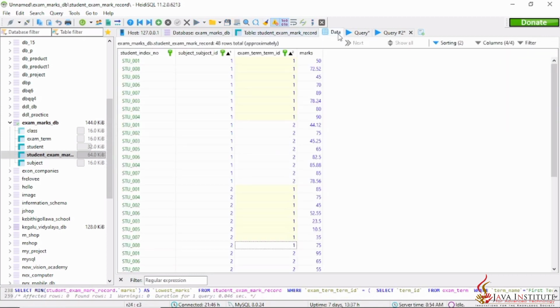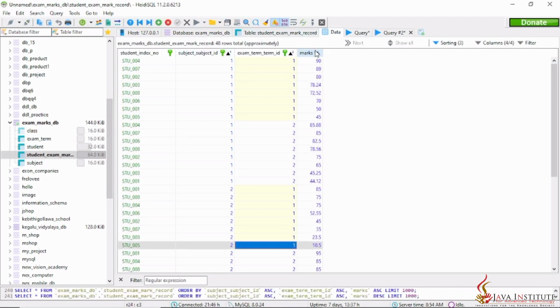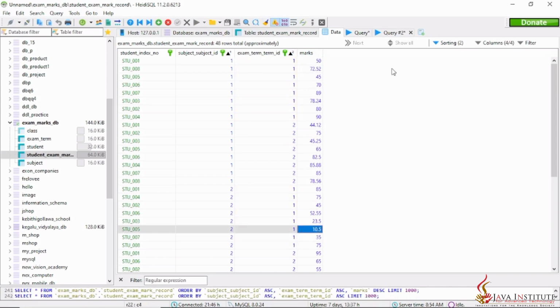So let's see that here. Okay, this is the lowest mark, 10.5.